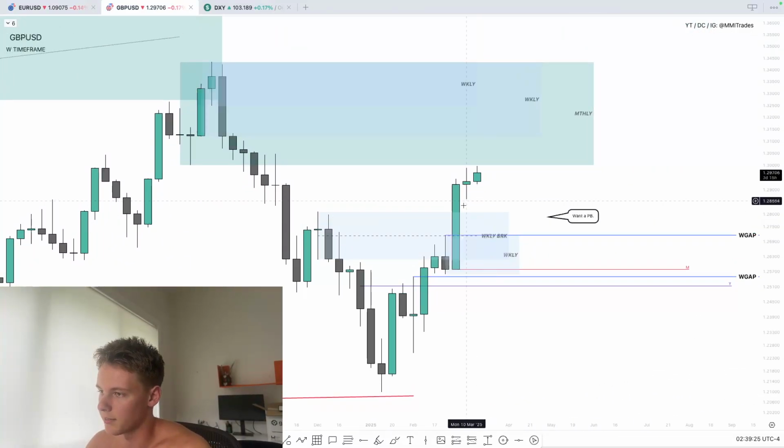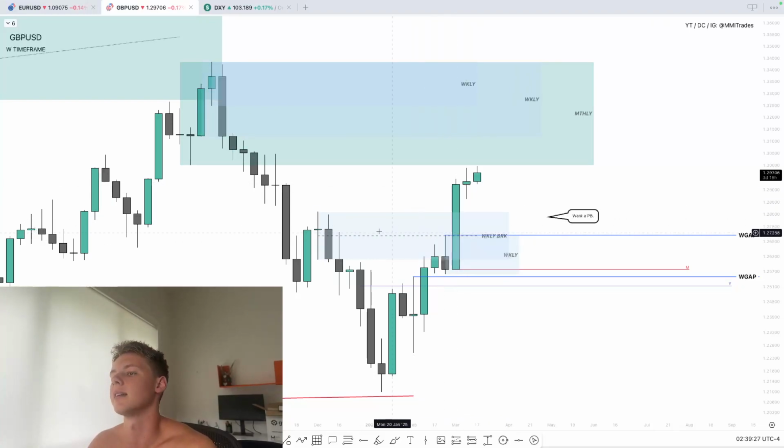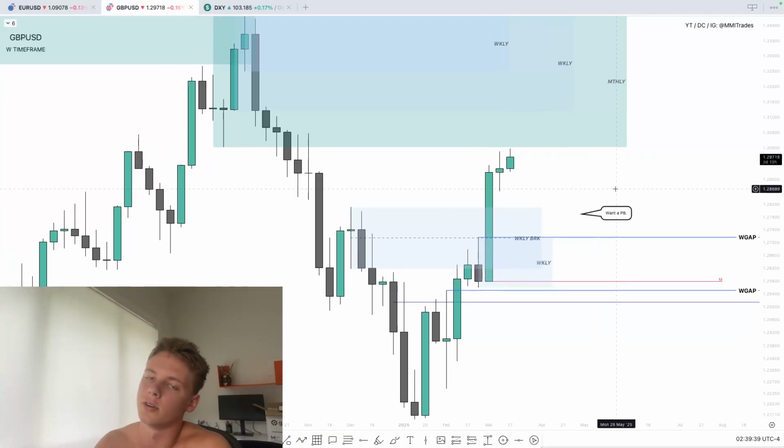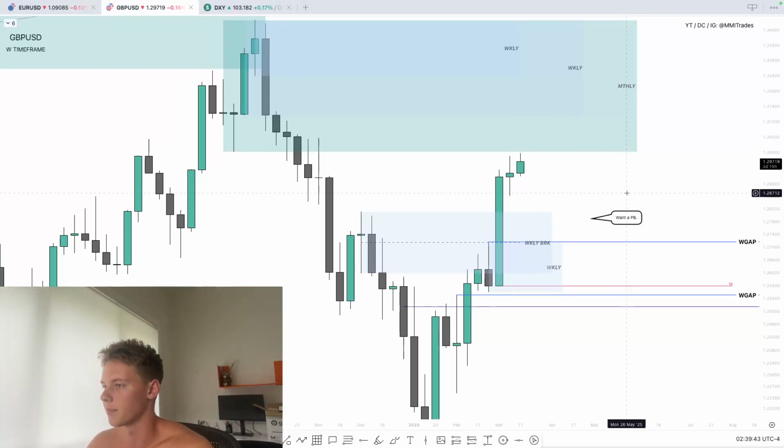We have this weekly fair value gap right here that is unmitigated, along with this weekly breaker and this weekly zone. Just a quick note for anyone trading today, as we do have FOMC tomorrow, I recommend you lower your risk or you shave off some risk. Days before FOMC are not known to be the highest probability days. So that's the weekly time frame.